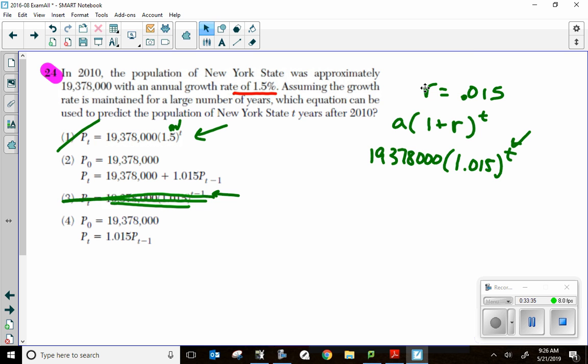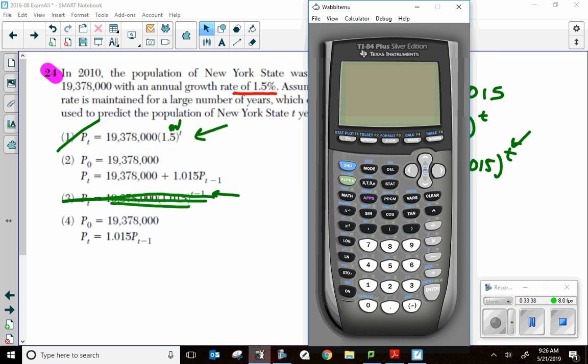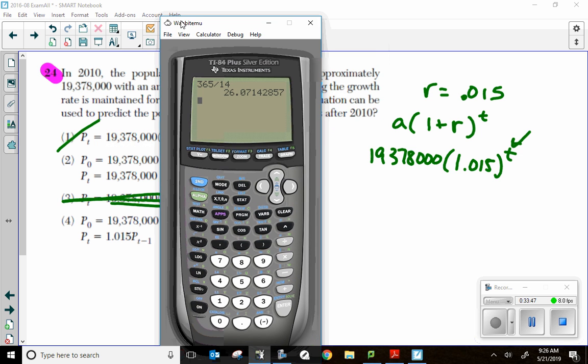Let's start trying these. After year 1, let's put this in the calculator. That would probably help us out instead of me doing all this math. I'm going to take the equation we just came up with and put it in the calculator. Y equals, let's clear this out. 19,378,000 multiplied times 1.015 raised to the x. And if I look at my table, this should be the first value.